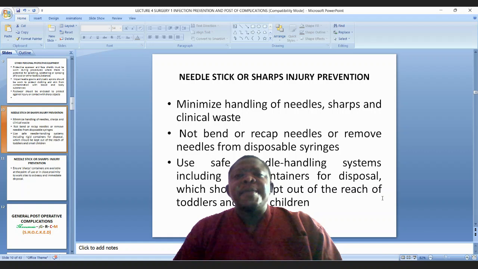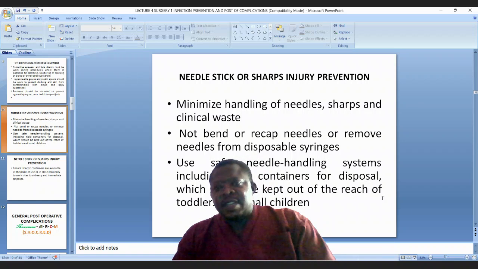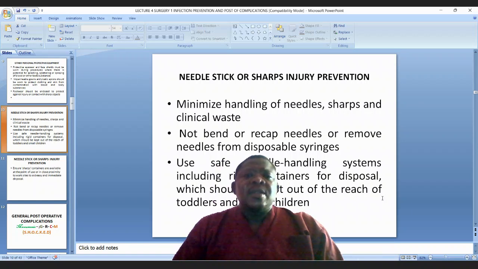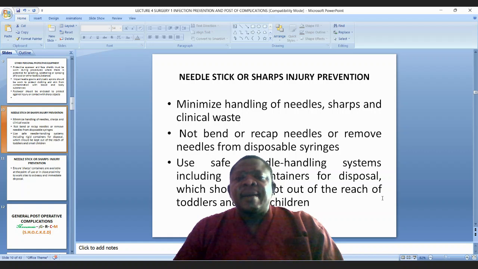So, in infection prevention, it's important to avoid needle stick injuries. These can be minimized by proper handling of needles and other sharps and also clinical waste. You need to handle these and practice good nursing skills that will not put your life at risk of pricking yourself. For instance, do not bend or recap needles, because this may increase the risk of pricking yourself.